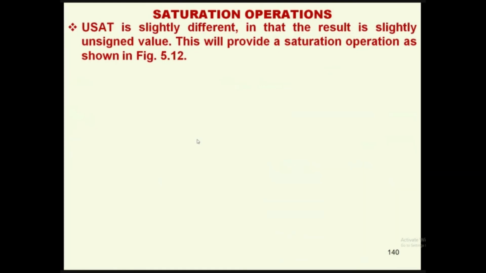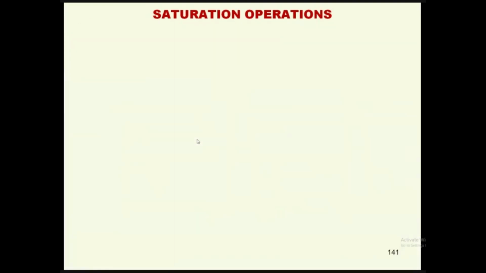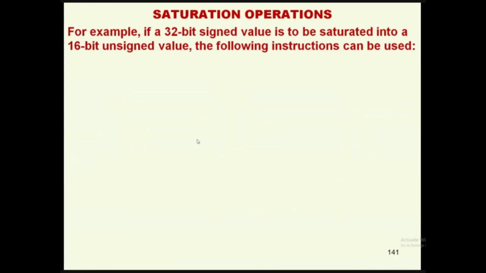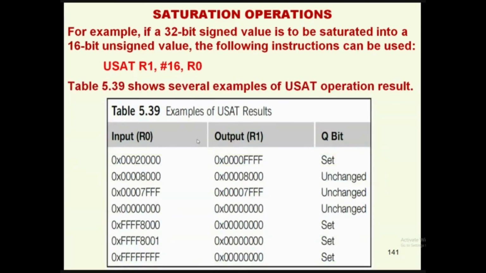Similarly, unsigned saturation is slightly different in that the result is an unsigned value. This will provide saturation operations as shown here, as we have seen right now. For an example of a 32-bit signed value to be saturated into a 16-bit unsigned value, the following instructions can be used, the same thing as how we did with signed saturation. So the input is in the first column, which is R0, the output is the second column, which is R1, and the Q bit is this.